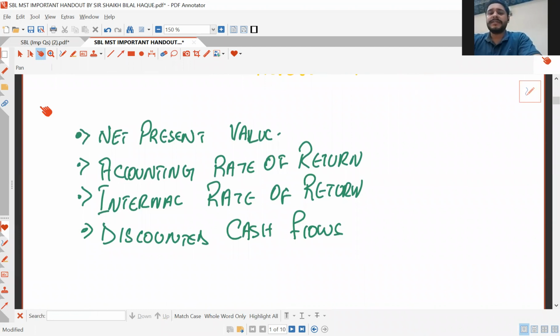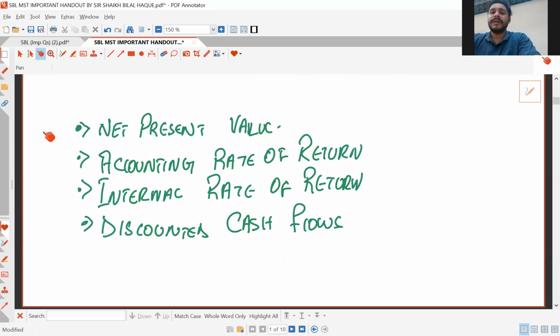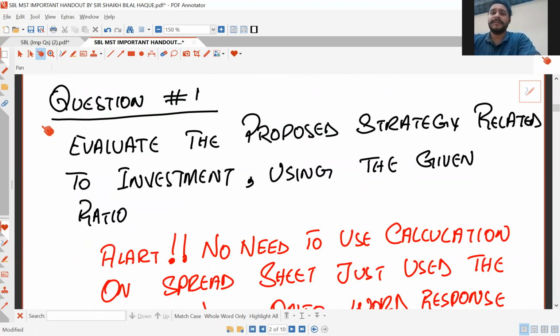Some of the most important financial projections include the present value. If the examiner is asking you to evaluate the given scenario and has given you some financial data, make sure that you go for the four different areas. The most important one is the net present value. Then we have the accounting rate of return, internal rate of return, and discounted cash flows. Make sure that you know the relationship between the net present value and the rate of return, the target value, and so on and so forth. So this is how the first point will be moving.